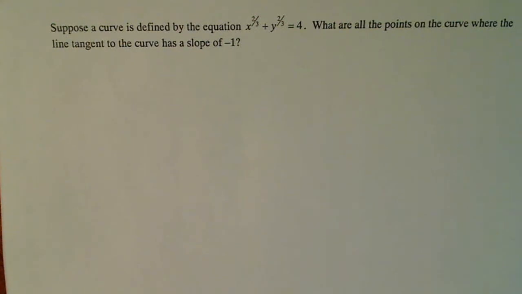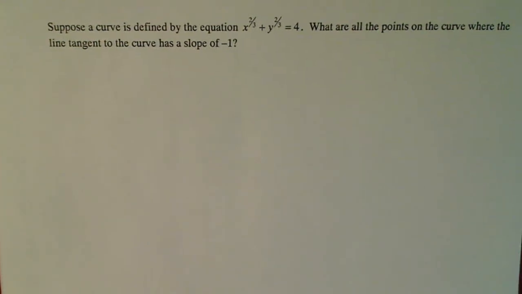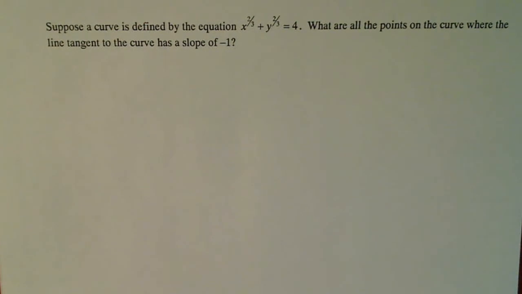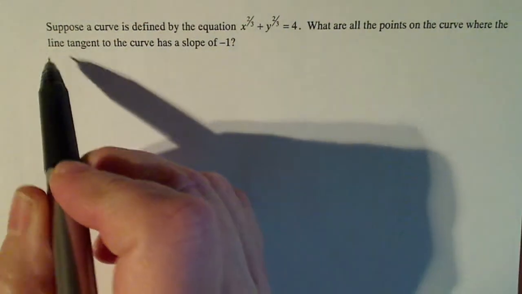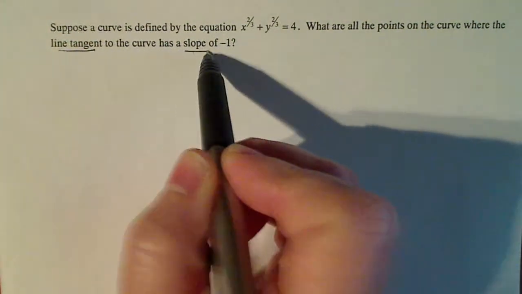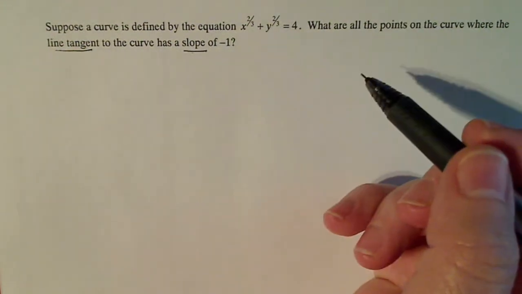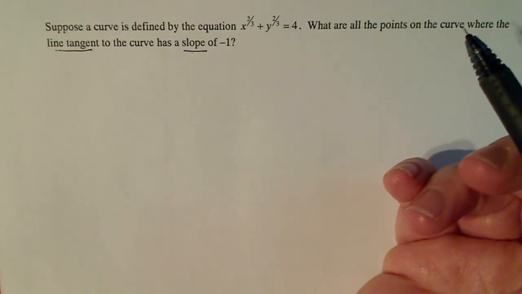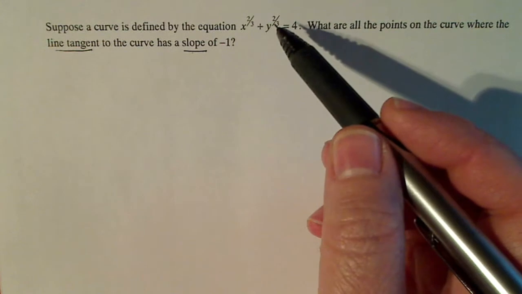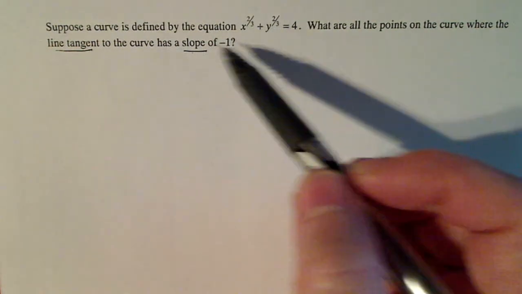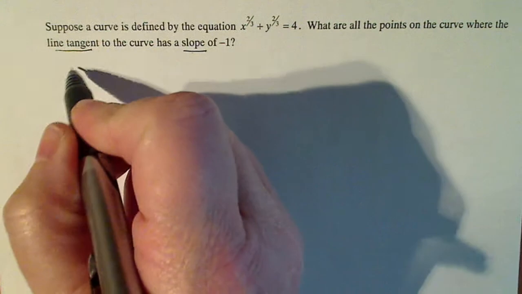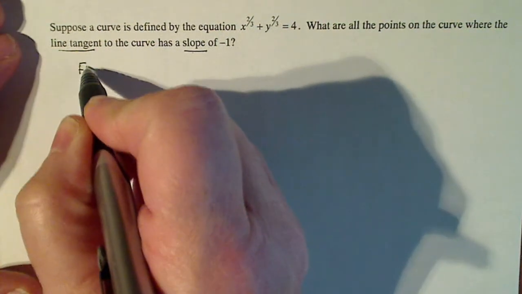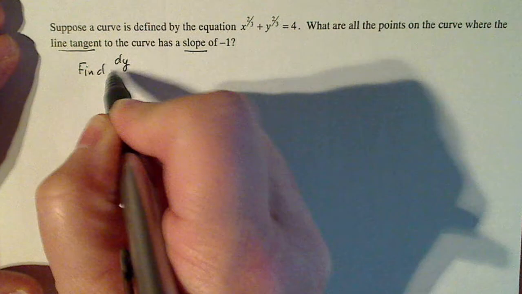Suppose a curve is defined by the equation x to the 2/3 plus y to the 2/3 equals 4. What are all the points on the curve where the line tangent to the curve has a slope of -1? Well, anytime we talk about a line tangent and the concept of a slope, we have to find a derivative, because that's what's going to give us the ability to determine where this curve has a tangent line with a slope of -1. So first, all that information tells me I have to find dy/dx.